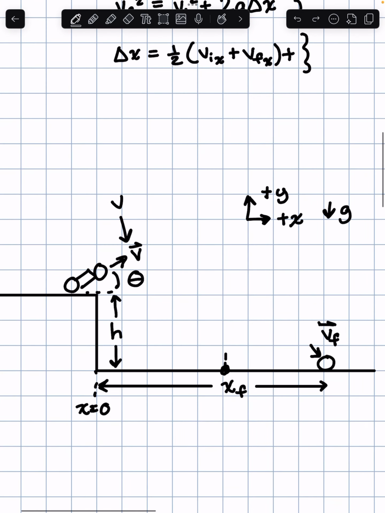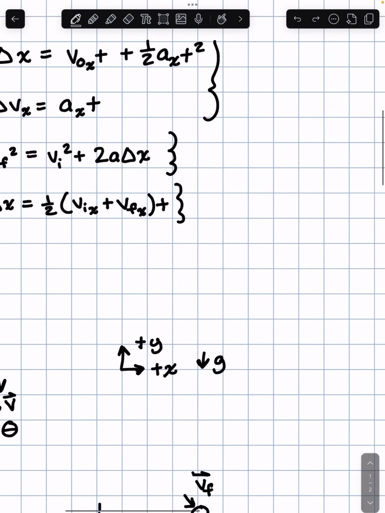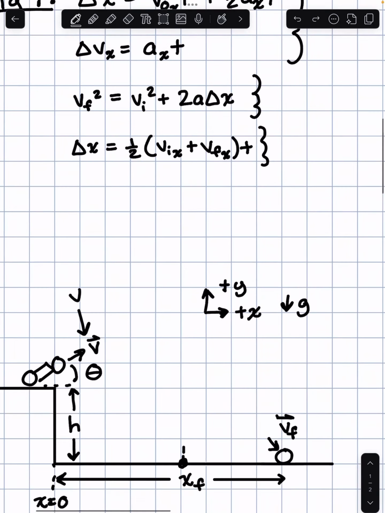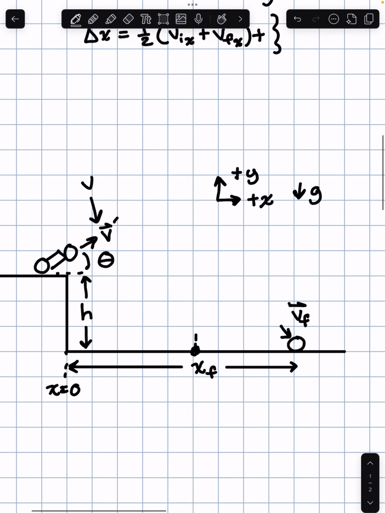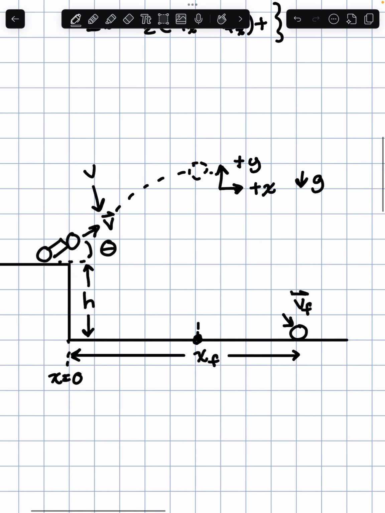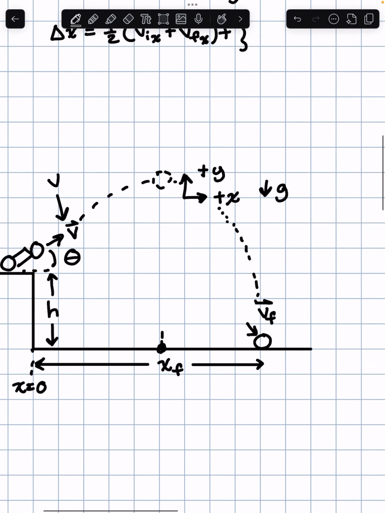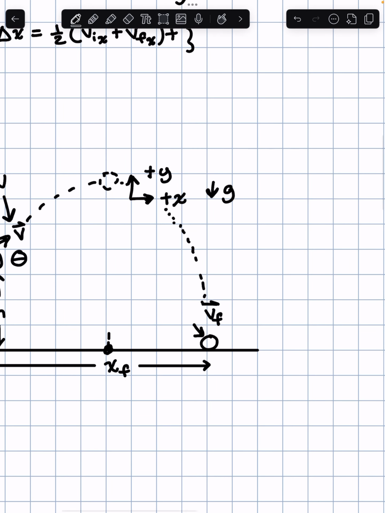Now, our gravity is acting downward, and before we even look at these kinematic equations, let's think about the motion of our ball before we get started. And let's remind ourselves what our problem is going to ask us. In this case, I'm going to say that we're trying to find the final speed of our ball as it hits the ground.